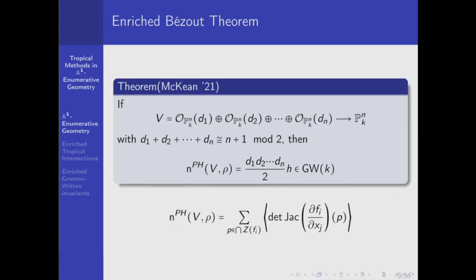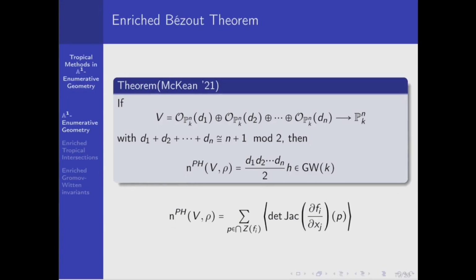Let me state the theorem. So this was proved by McKean in 21. Now, what does it say? It says if we have n hypersurfaces of degree di, that means that each is a section of a vector bundle. So we're taking the vector bundle given by O_Pn(d1) plus O_Pn(d2), and so on. The sections of each of these bundles are homogeneous polynomials of degree di.